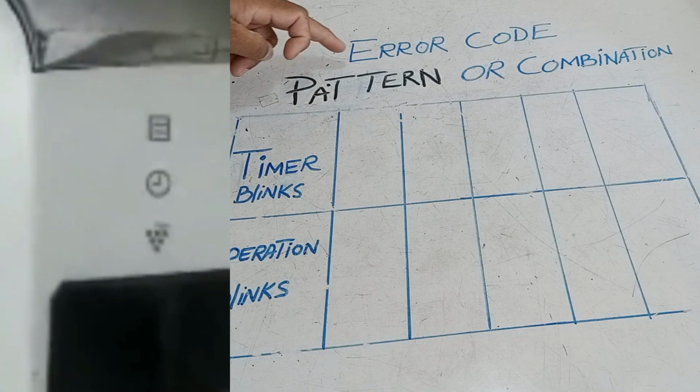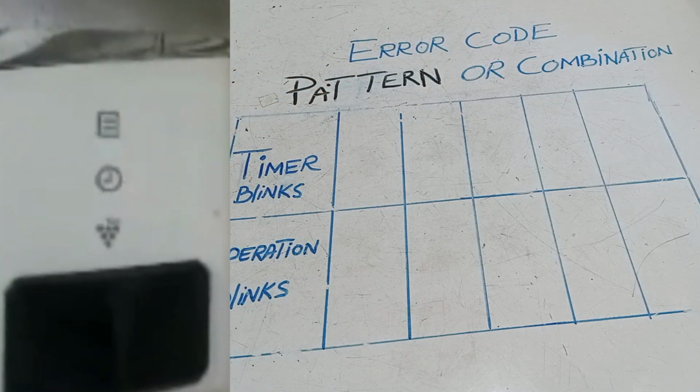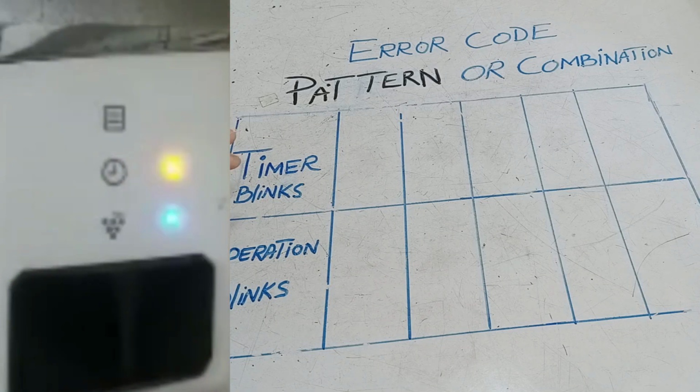However, the main one is the timer light, while the operation light serves as a secondary indicator. If the plasma cluster light is blinking, it doesn't hold much significance. Now, let's look into how the operation light and timer light are blinking in combination on the display. Let's analyze how this error code pattern or combination is being formed. Once we understand this, we can identify the specific error code.